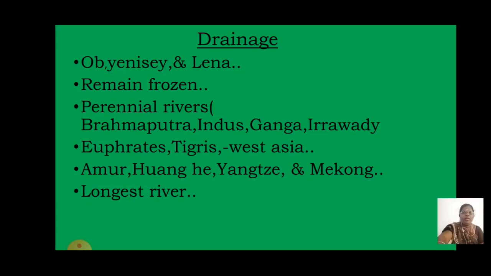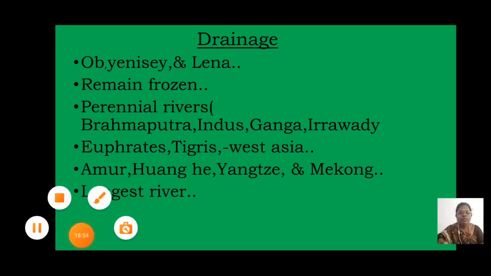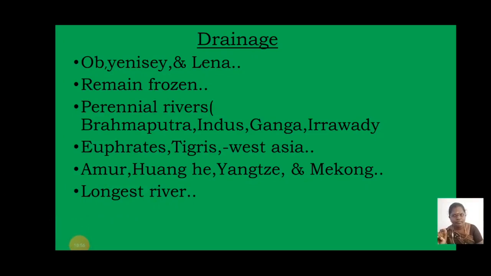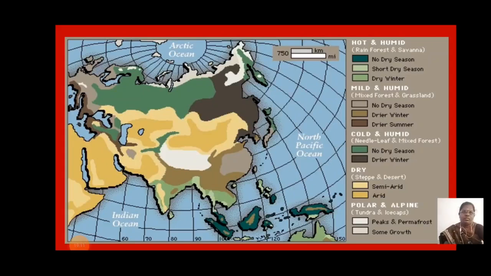Okay, this is all about the drainages. The rivers Yangtze, Huanghe, Mekong, Yenisei, Ob, Brahmaputra, Indus, Amur, Ganges and Irrawaddy are the main rivers that flow in Asia, the major rivers in Asia. So, now we can see about the climate. What about the climate that holds in the Asian continent?